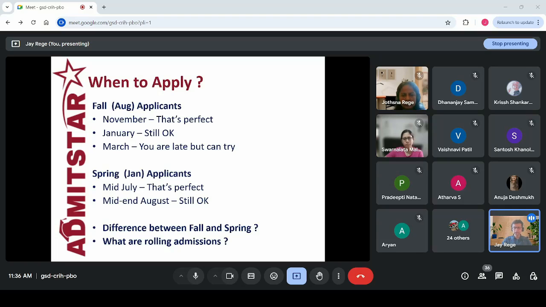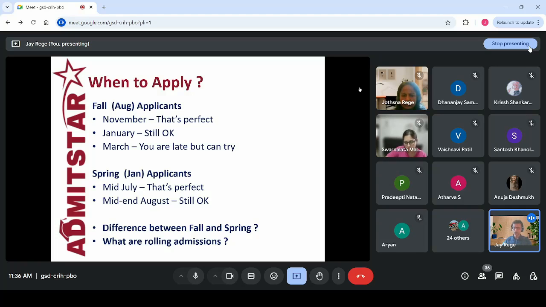Yeah, so these are the timelines generally that you should follow for your applications. If you're applying for fall, so fall is August. Spring is another intake, which is January. There is a summer term which is after spring. So the timeline goes like fall, August, and then summer, and then after that again fall, August, summer. That is how most universities follow their timelines.